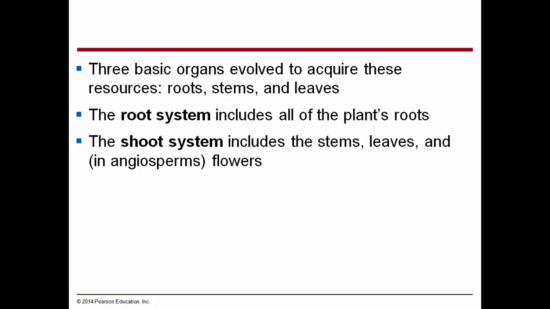The root system includes all of the plant's roots, basically everything that's below the ground. The shoot system includes the stems, leaves, and in angiosperms, the flowers. So this includes everything that is above the ground.